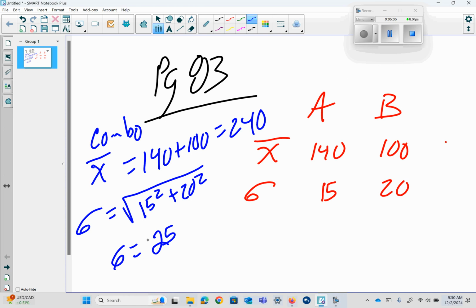The next page talks about if both bowlers bowl 3 games. So you get the 140, 140, 140, the 100, 100, 100. That means they're bowling 3 games. You would expect their average to be 720, because you just add those up. Look how spread out the standard deviation is: it changes to 43.3, the square root of 15 squared plus 15 squared plus 15 squared plus 20 squared plus 20 squared plus 20 squared. So the team score would be 720 with standard deviation of 43.3.